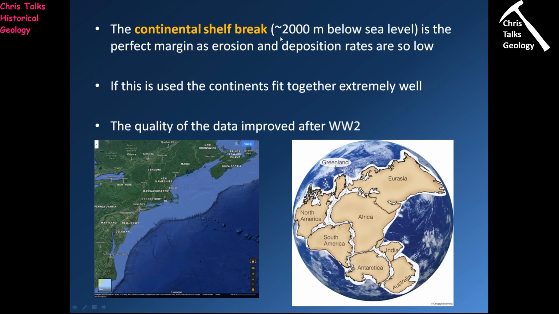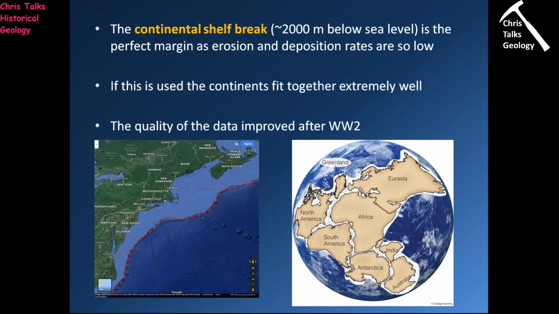The continental shelf break occurs approximately 2,000 meters below sea level. And it marks the point where you transition from the continental shelf over here, which is the light blue area. So that's continental crust with seawater on top of it. And you transition down to the abyssal plain environment, which is oceanic crust with water on top of it. So this margin here, where you transition from the continental to the oceanic crust, is the shelf break, and it marks the edge of the continental crust.